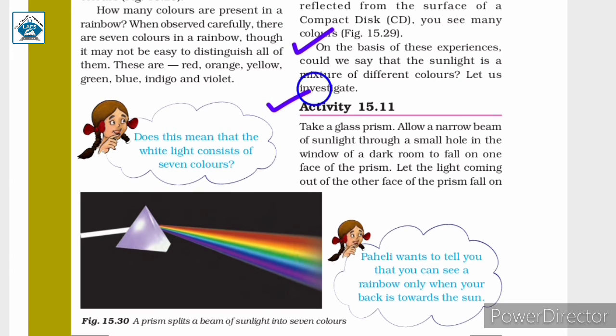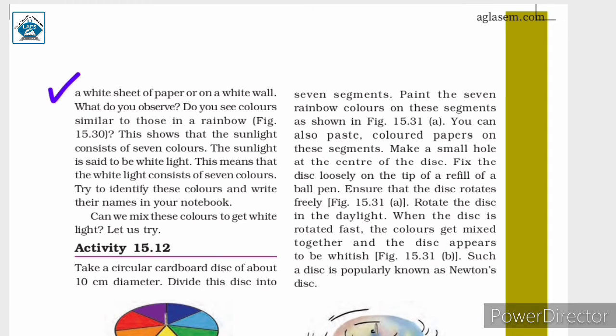By referring to activity 15.11. Take a glass prism. Allow a narrow beam of sunlight through a small hole in the window of a dark room to fall on one face of the prism. Let the light coming out of the other face of the prism fall on a white sheet of paper or on a white wall. What do you observe?